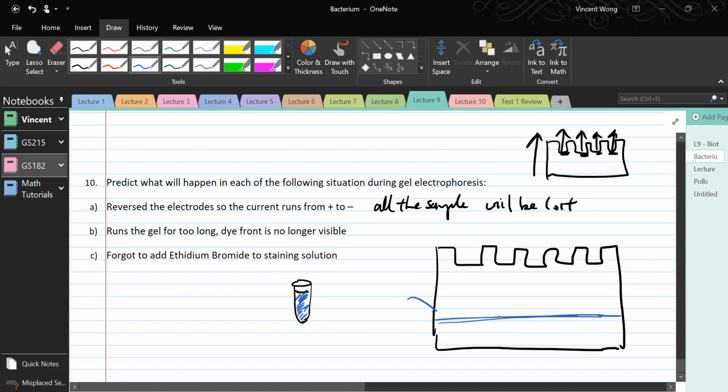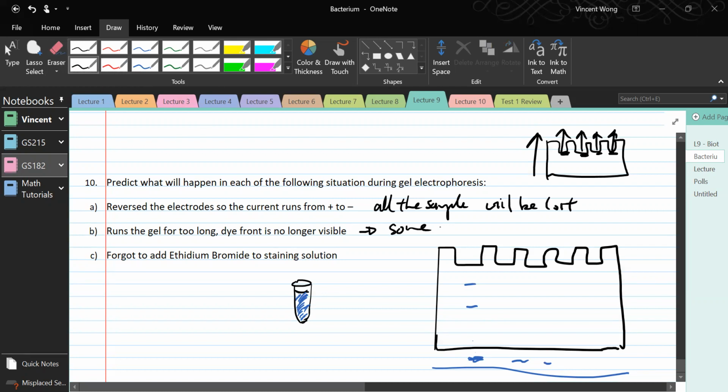But the dye front, this blue line, will give you an idea of where your DNA samples are. Generally speaking, your dye, which is very small, is going to be in front of your DNA sample. So all your DNA should not be past this line. You will have your DNA like here or something, but you cannot physically see it. So the question is, if you run your gel for too long, instead of running it for half an hour, you run it for 2 hours because you forgot about it, then the dye front exits the gel. That means you will lose some of your DNA. Maybe the really short ones are going to be gone, exit from the bottom. So some samples will be lost.